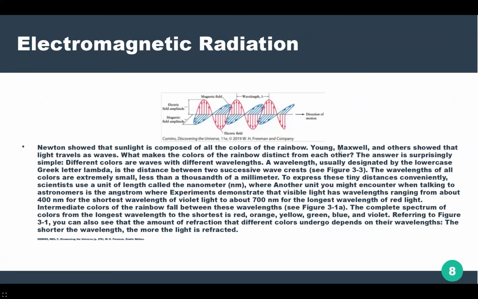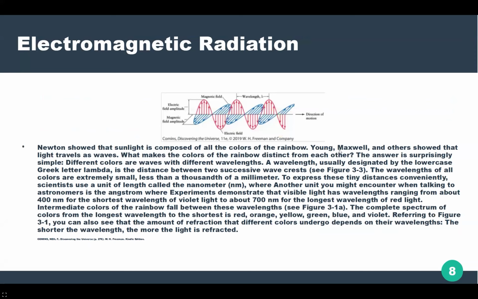What makes the colors of the rainbow distinct from each other? The answer is surprisingly simple. Different colors are waves with different wavelengths. A wavelength, usually designated by the lowercase Greek letter lambda, is the distance between two successive wave crests, as seen in the figure above. The wavelengths of all colors are extremely small, less than a thousandth of a millimeter.